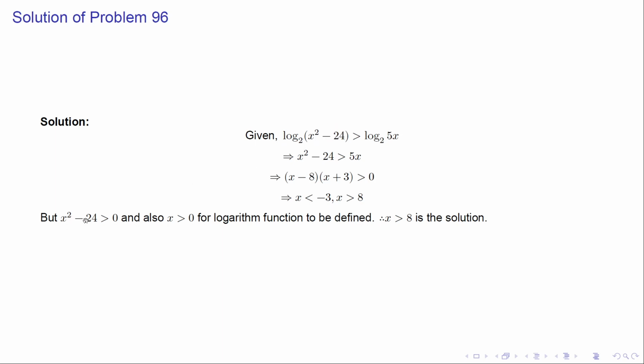So x should be less than minus square root of 24, and x should be greater than square root of 24. So you have 5 inequalities, and if you combine all of them, then you will get x should be greater than 8.